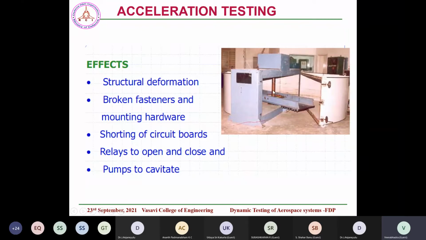Here, a center boom is taken. It is like a rod with a center direct driven motor, and it is rotated. At one end you put the unit, at the other end you put a counterbalance mass, and acceleration is proportional to r omega square, that is, proportional to its angular velocity and the radius at which you are putting it. So these systems have to be tested, and if there is any failure, it has to be corrected.